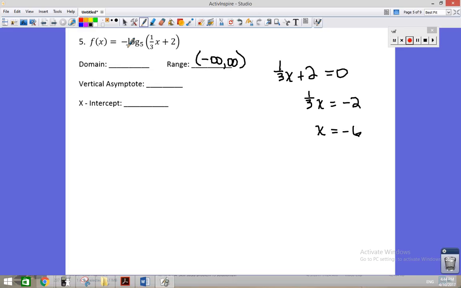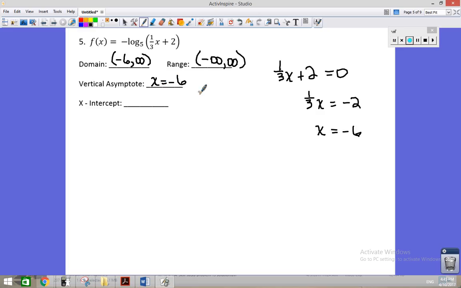Across the x-axis, you're taking the opposite of the y-coordinates, and the y-coordinates don't have an effect on the domain. It's only if that negative sign were in front of x that it would affect the domain. So my domain is from negative 6 to infinity, and my vertical asymptote here is x equals negative 6.